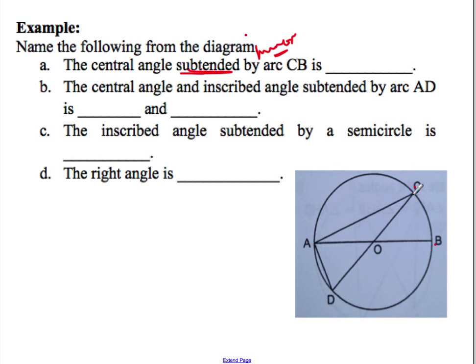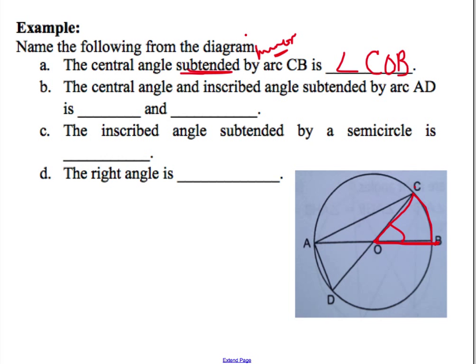Okay, so this right here, I like to highlight which arc I'm talking about because now I have to start at C. Central means I go to the center and then I end at B. So this is the angle that I'm talking about. That's the central angle. I took a little detour to the center and I end at B. So the angle is angle COB.